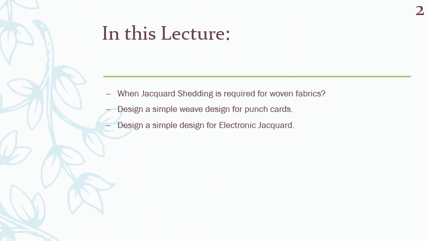Today we will first talk about how we can decide if we can use the jacquard shading or Dobby shading for a weave design. What are the factors from which we can decide the shading system? After that, we will try to understand how a punch card is punched by using some simple weave. Before that, we will also see how Jacquard designing was done by hand in the previous era, and then in the last section we will see how designing can be done these days.